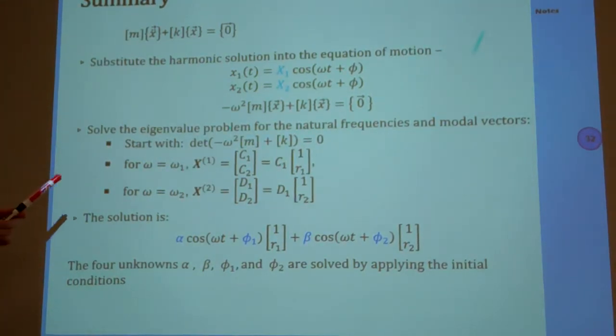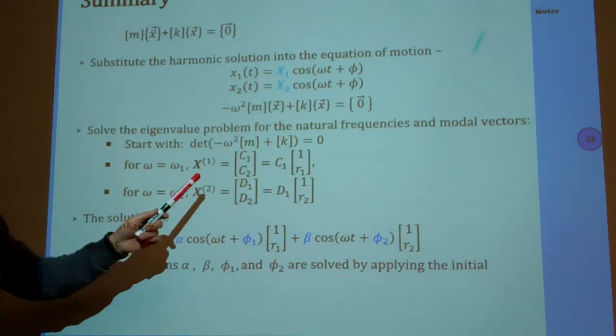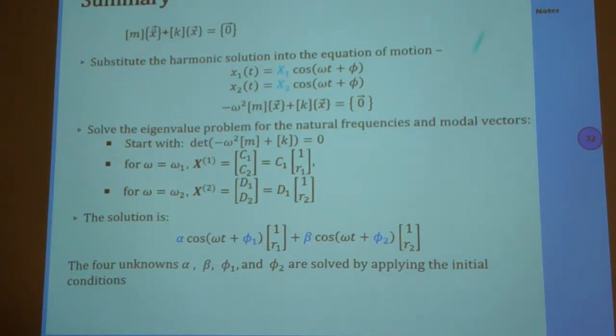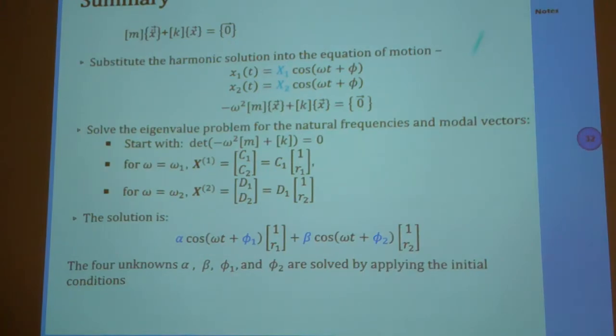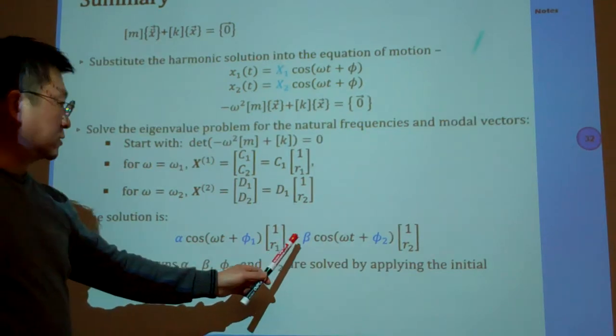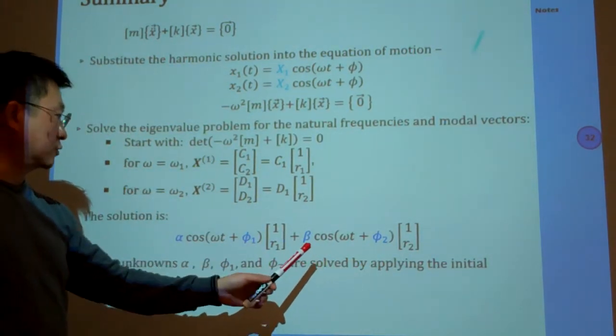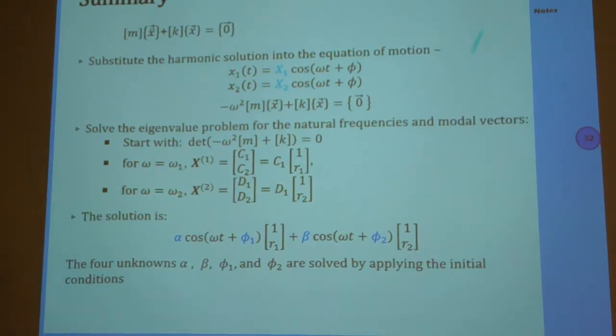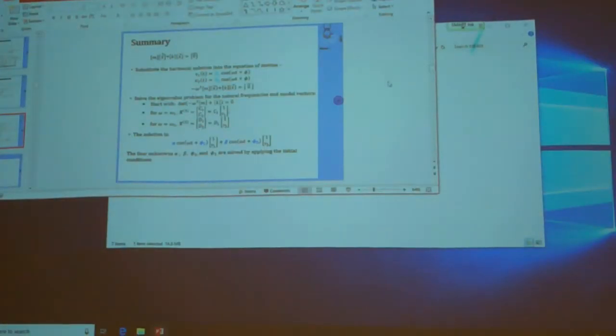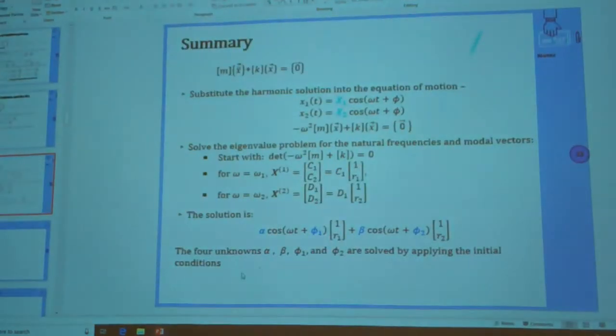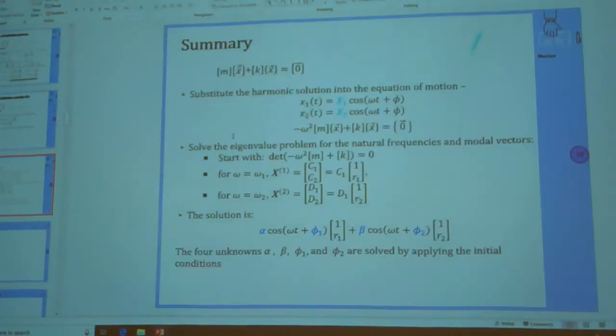So for 2 degrees of freedom, we have 2 natural frequencies and 2 modal vectors, and we come to the last step, which is the most important step. The solution is simply a linear combination of the modal vectors. This is a very important concept. Here are the 2 modal vectors associated with omega 1 and omega 2. Here I made a typo, so let me fix it up here.